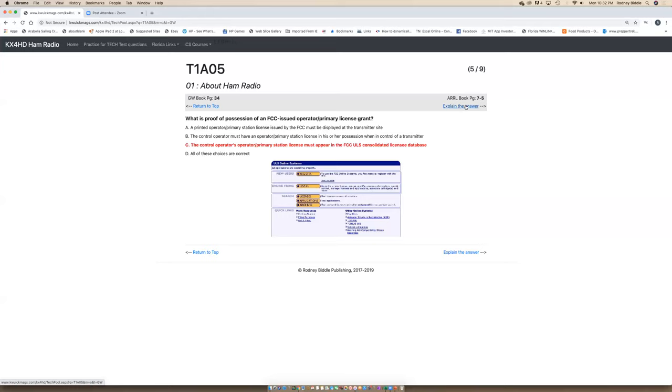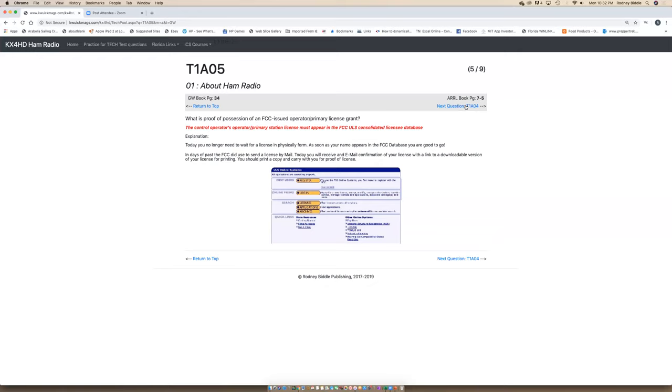Okay, today you no longer have to wait for your license in physical form. As soon as your name appears in the FCC database, you're good to go. In days of past, the FCC did used to send a license by mail. You will now receive an email confirming your license with a link to a downloadable version of your license for printing. You should print a copy and carry it with you for proof of license.